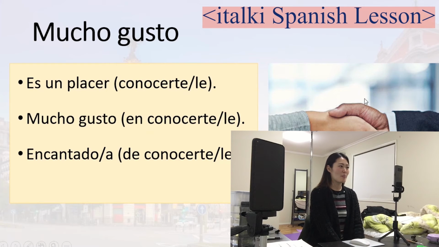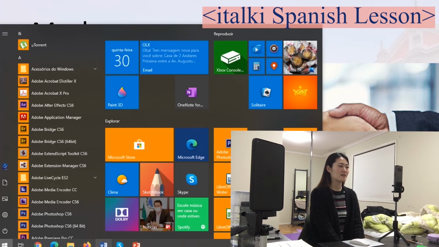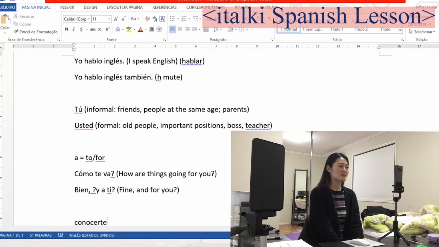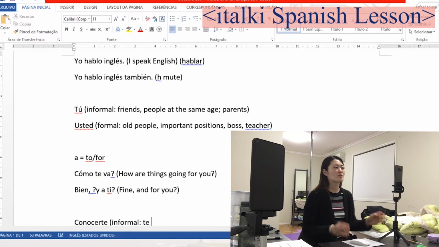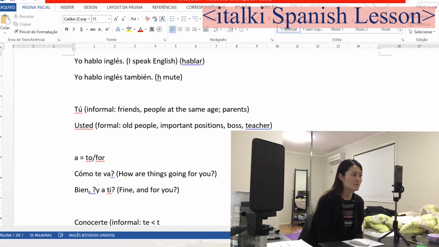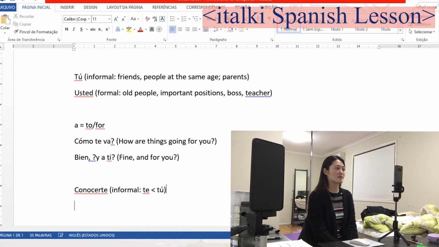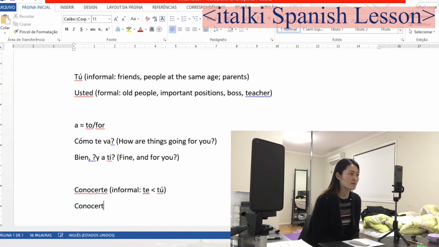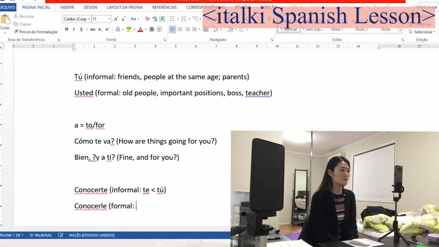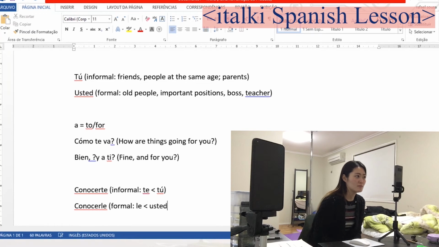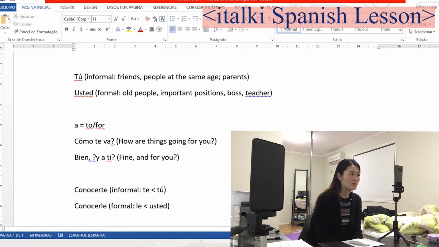Te is informal. Let me write. Le is formal, okay? So conocerte is informal because te comes from tú, okay? And conocerle is formal. So basically le is referent to usted. Okay.